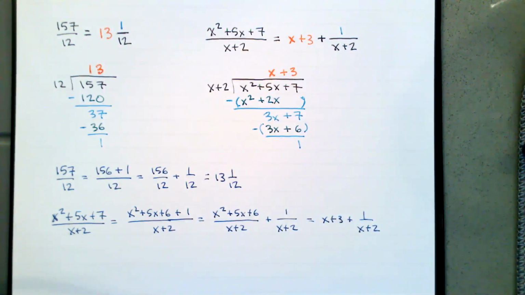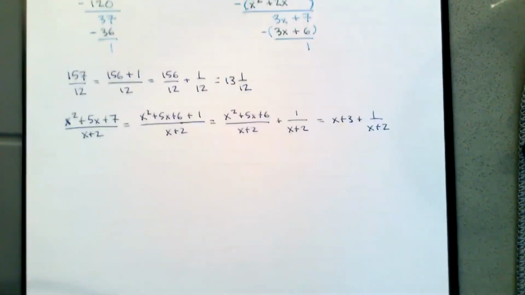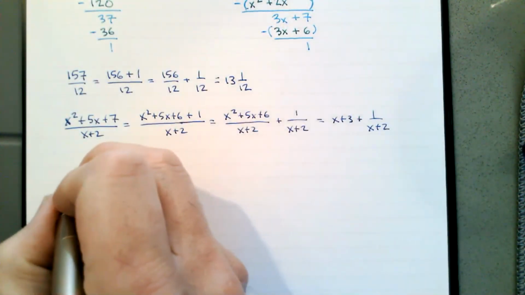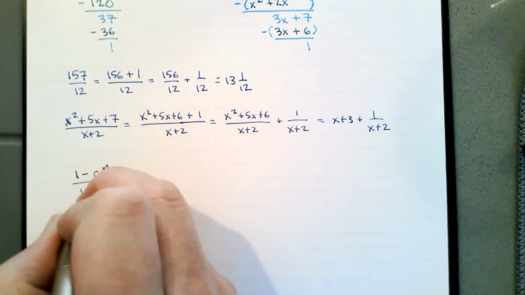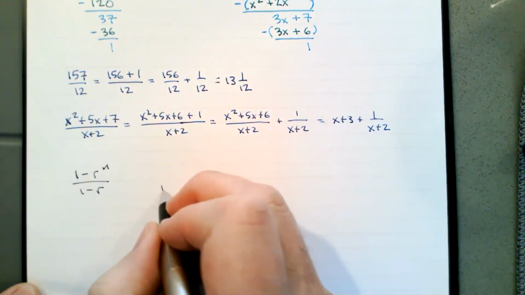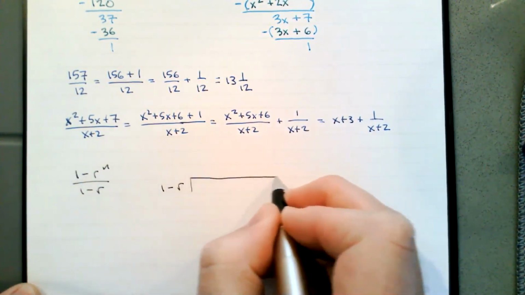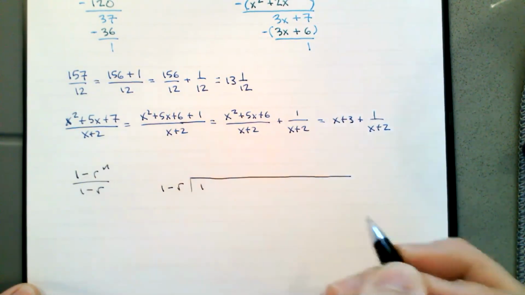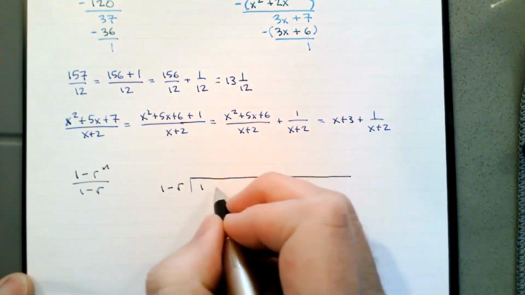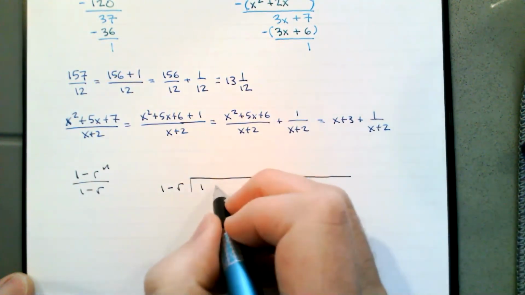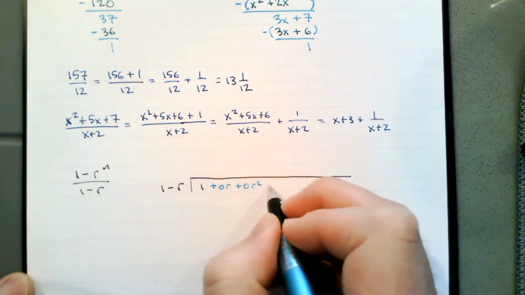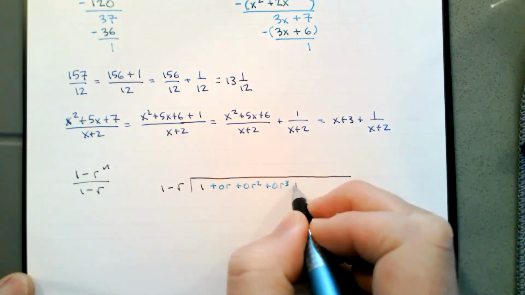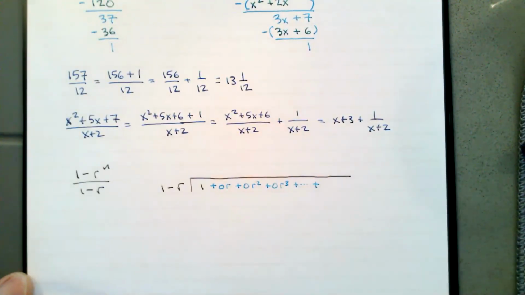So the same thing happens if we try to divide 1 minus r to the n over 1 minus r. I'll do the same division. 1 minus r is going to get divided into 1, and then I just have to have all the extra stuff. This 1 has 0 r and 0 r squared and 0 r to the third, all the way up to minus r to the n.